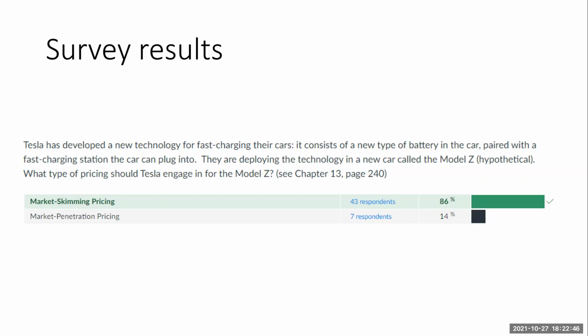And because the question mentions that fast charging stations are also required, you can lock them into your ecosystem in a sense, right? Because they do have a proprietary charging system. So if you price your cars really low, you can get a large percentage of the market share, and then basically just gradually increase the price of charging, and I guess the cars as well.